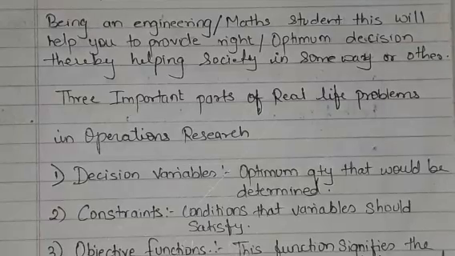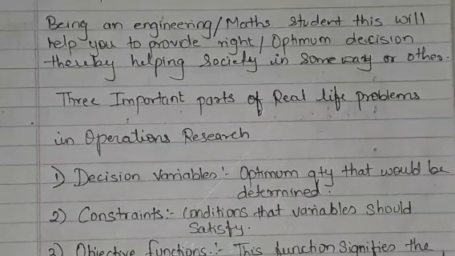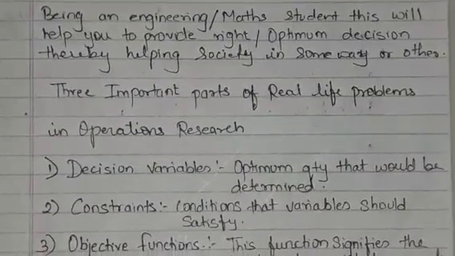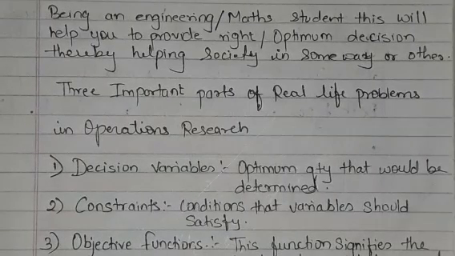So being an engineering student, this will help you to provide right and optimum decision, thereby helping society in some way or other. So there are many times a decision we have to take, but the decision we can't assure that the decision we are taking will be the optimum one, right? So operation research will let you know, or will let you decide with the help of mathematics, then what would be the optimum or right decision in case of management or any other problem.